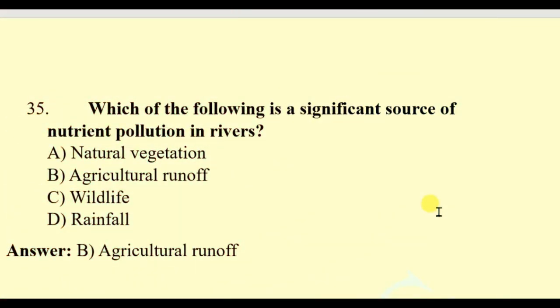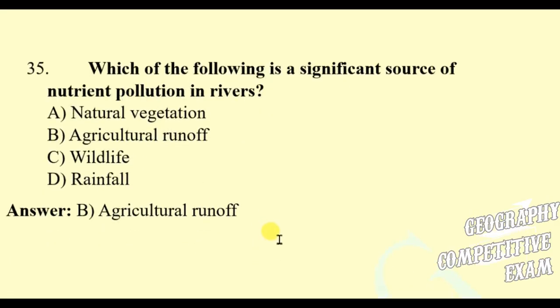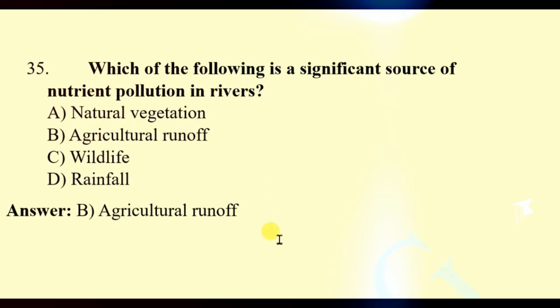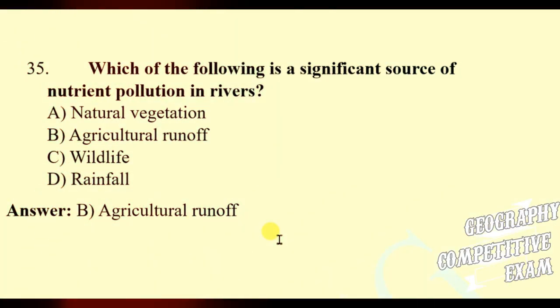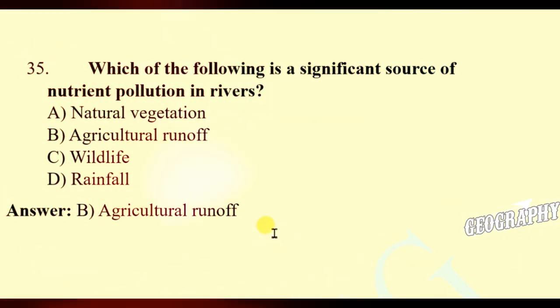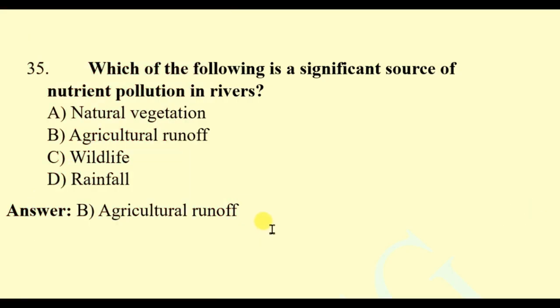Question 35. Which of the following is a significant source of nutrient pollution in rivers? Natural vegetation, agriculture runoff, wildlife, rainfall. Here the correct answer will be agriculture runoff. And eutrophication also occurs in those kinds of rivers where the water becomes stagnant for any reason, for example a dam, and algal blooms can occur, and then eutrophication can be seen.